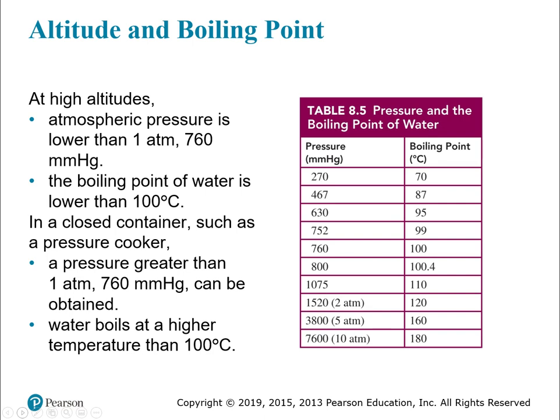Boiling point is affected by altitude. At high altitudes, the atmospheric pressure is lower, and the boiling point of water is also lower. In a closed container like a pressure cooker, the pressure is greater than 1 atmosphere, so the water actually boils at a higher temperature. The table on the right gives you the pressure and the boiling point of water. As you can see, if you have a lower pressure, like 270 millimeters of mercury, that's far below atmospheric pressure, 1 atmosphere, 760 millimeters of mercury, your boiling point is 70 degrees Celsius. At 1 atmosphere, or 760 millimeters of mercury, the boiling point is 100 degrees Celsius. The more pressure you can build up, the hotter the water has to be before it boils.